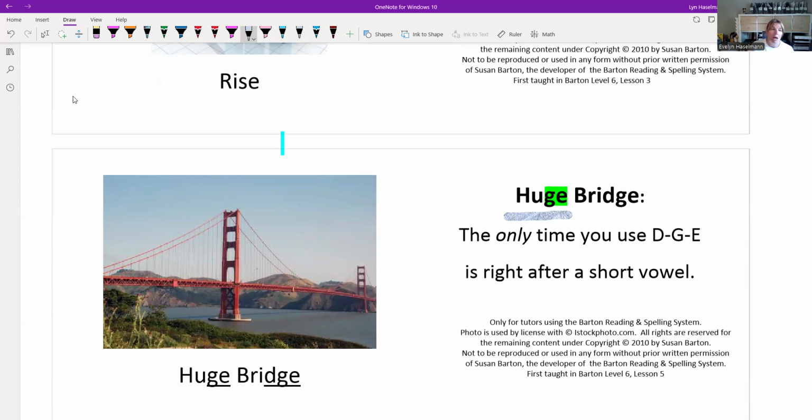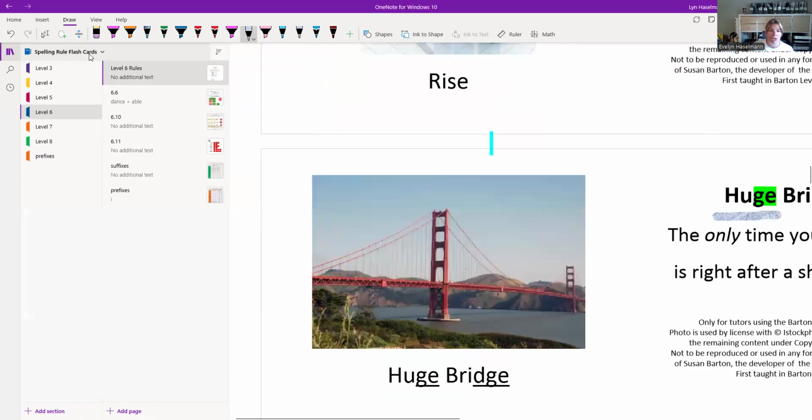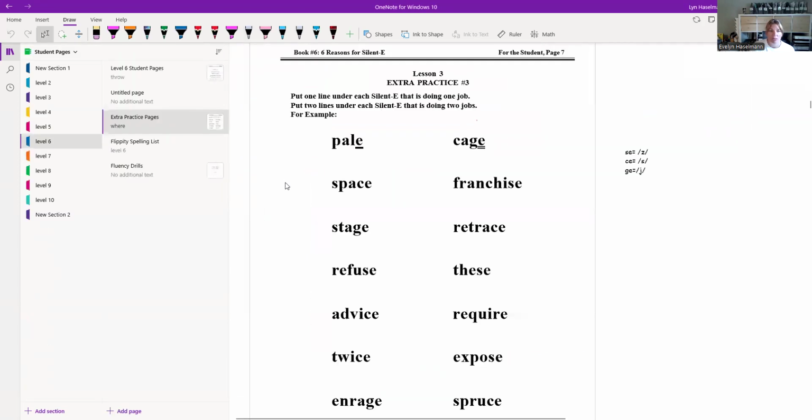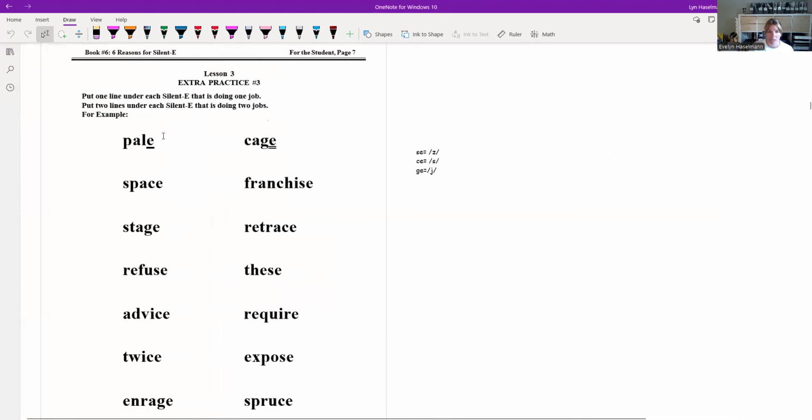So, okay, let's move into the extra practice work that they're going to be looking at. Let's start with extra practice number 3. Again, they always start with 3 because we have 1 and 2 in the book. Generally, this is kind of what we're looking at. If you hear z, it's going to be spelled with an SE. If you hear s, it's going to be spelled with a CE. And if you hear j at the end, it's going to be spelled with a GE.